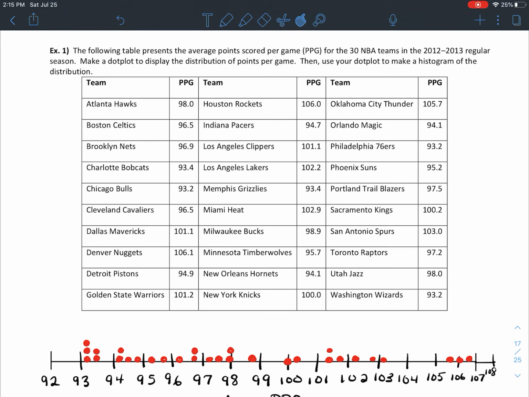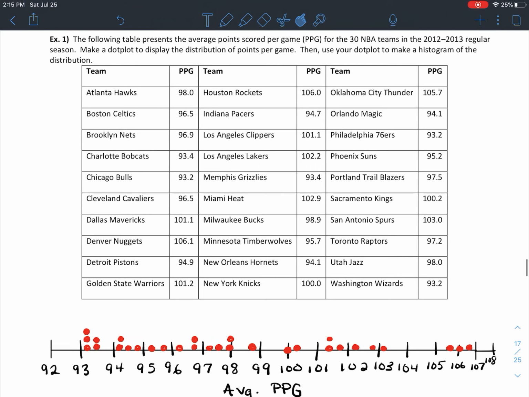You can see in this example, the following table represents the average points scored per game. We're going to call that PPG, for points per game, for the 30 NBA teams in the 2012-2013 regular season. We're asked to make a dot plot to display the distribution of points per game, and then we're going to use the dot plot to make a histogram of the distribution, okay?